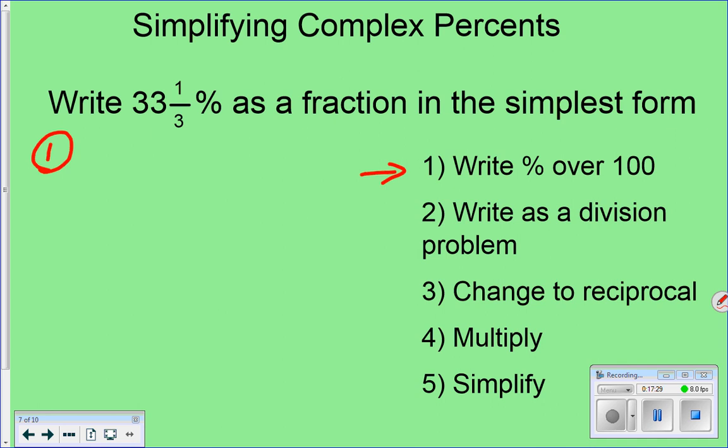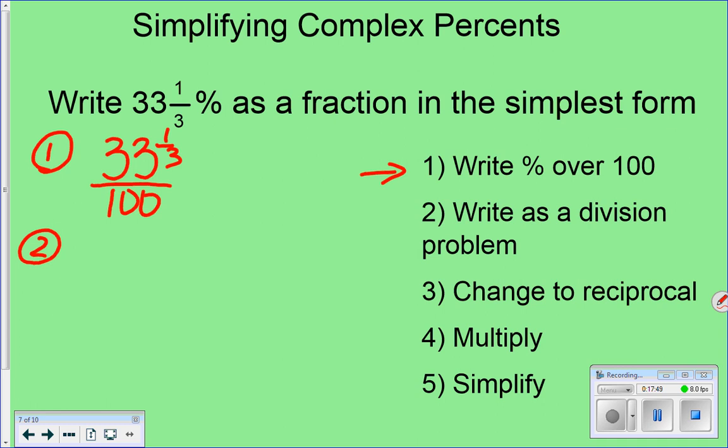First step. What does it tell me to do? Write it over 100. So I'm going to write it over 100. 33 1/3 over 100. Okay? That's the first thing I'm going to do. That's easy, right? Okay.